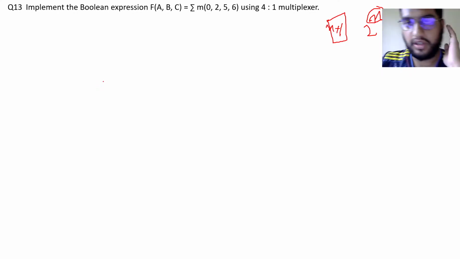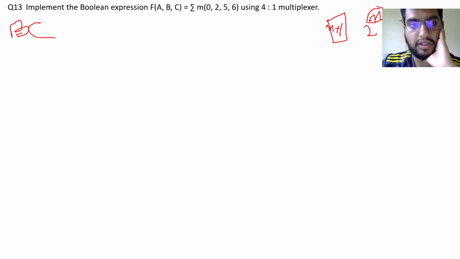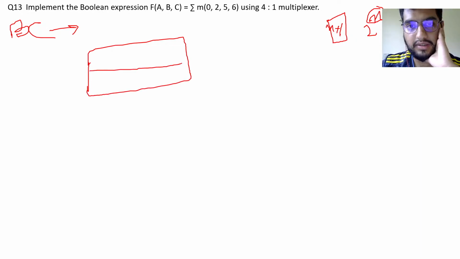How do we connect the input to the input of the multiplexer? B and C will be connected to the select lines of the 4 cross 1 mux, and A will be connected as the input lines. To find how to connect it, we'll draw an implementation table. The implementation table will be like this: columns D0, D1, D2, and D3, and rows A bar and A.